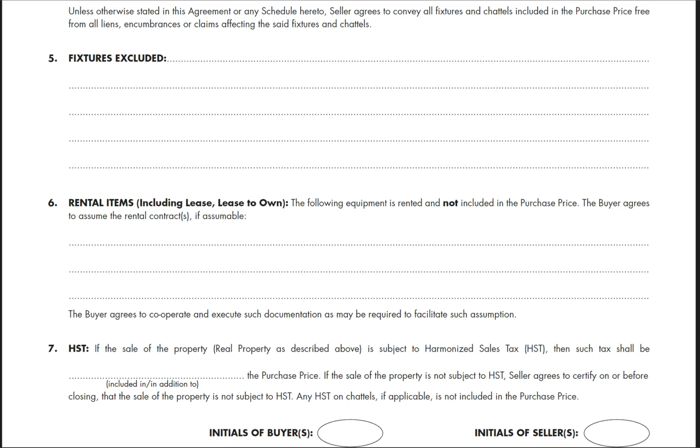Rental items that are not included in the purchase price must be disclosed, and buyers must assume rental contracts unless they negotiate a buyout. Sellers must list all rented equipment up front, and buyers should review all rental agreements carefully to check for super high fees for a rental unit, a hot water rental, or anything like that.